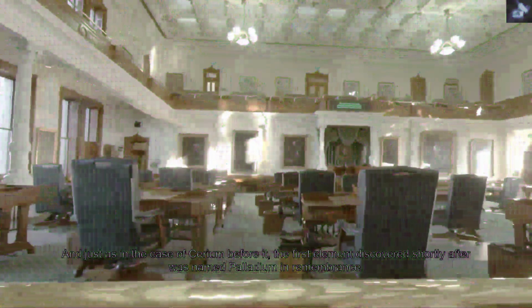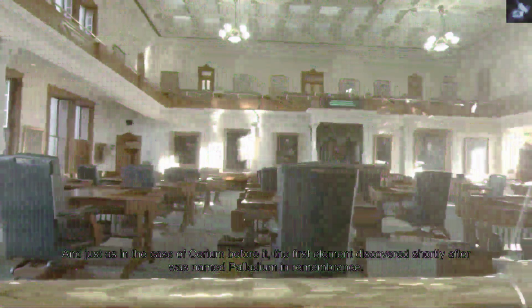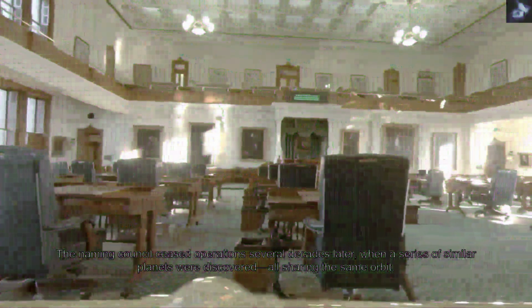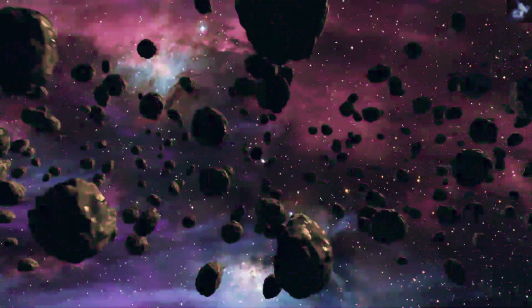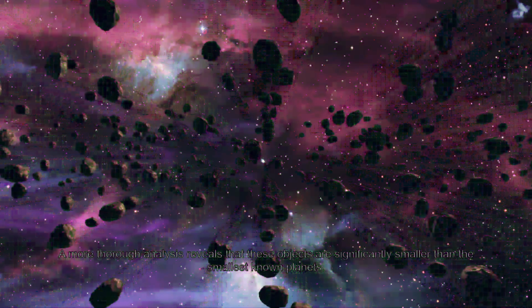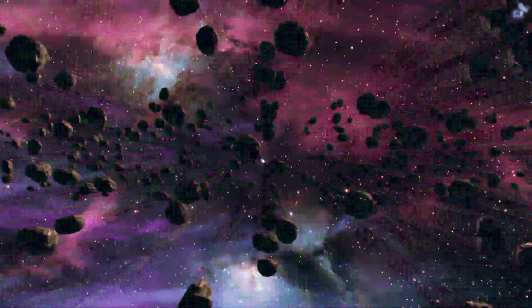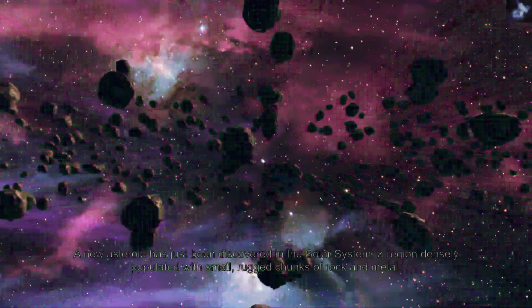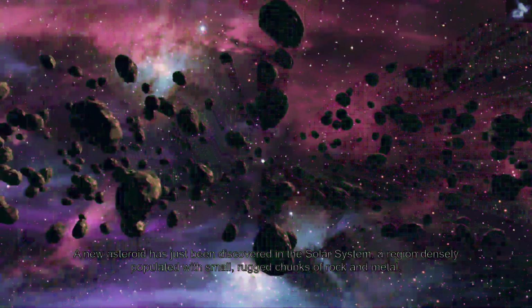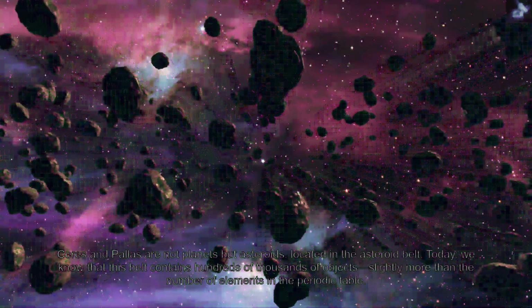remembrance. The naming council ceased operations several decades later, when a series of similar planets were discovered, all sharing the same orbit. A more thorough analysis revealed that these objects are significantly smaller than the smallest known planets. A new class of object had just been discovered in the solar system, a region densely populated with small, rugged chunks of rock and metal. Ceres and Pallas are not planets but asteroids, located in the asteroid belt.